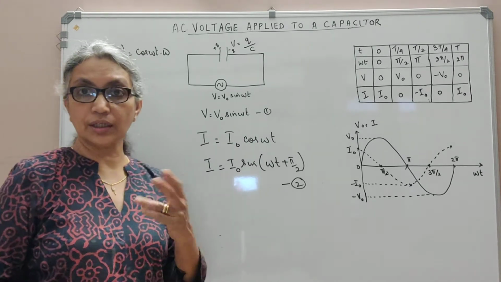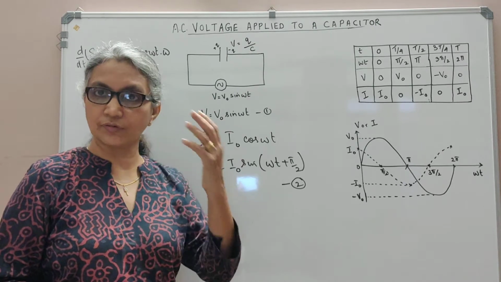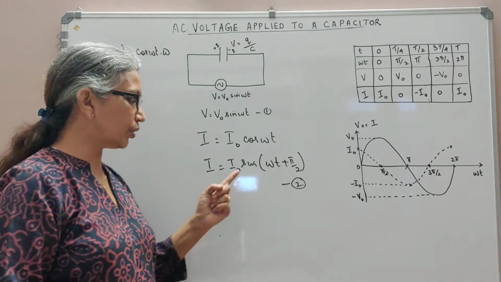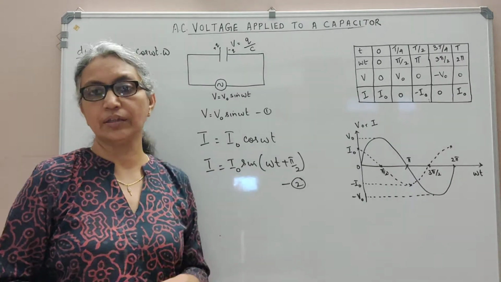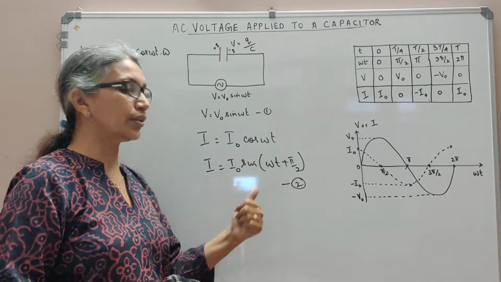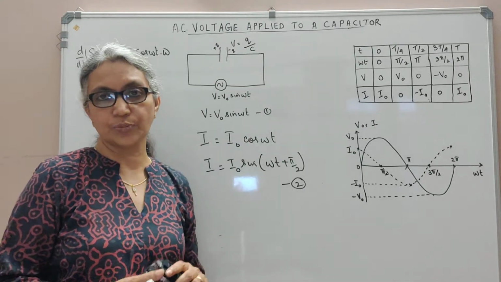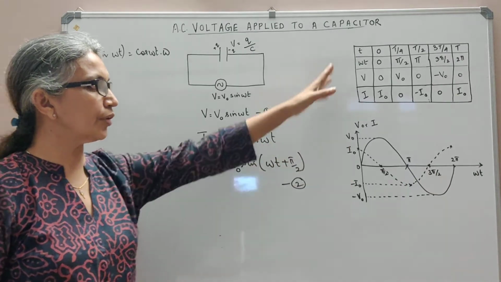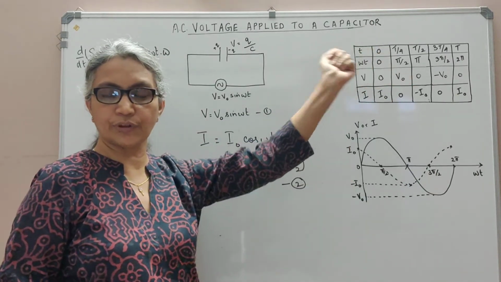So in the resistor only circuit, we saw that the voltage and the current were in phase. In the inductor circuit, we found that the current is lagging behind the voltage by an angle pi by 2, and in a capacitive circuit, we see that the current is ahead of the voltage by an angle of pi by 2.